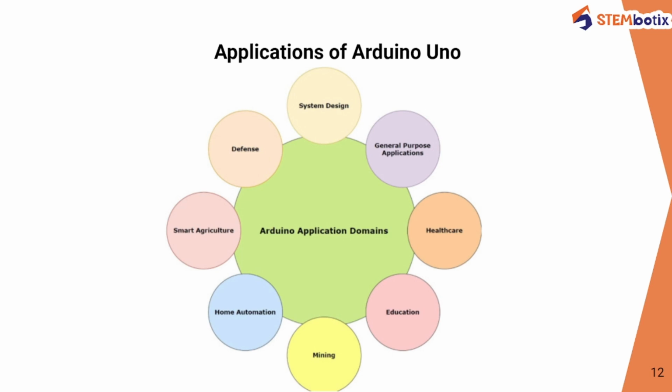Now let us see the different applications where you can use this Arduino Uno board. It is used specifically to design any system, general purpose applications, in the healthcare department, in the educational area, in mining, in home automation, for smart agriculture purposes, and in the defense sector. This kind of Arduino board can be used in all of these.